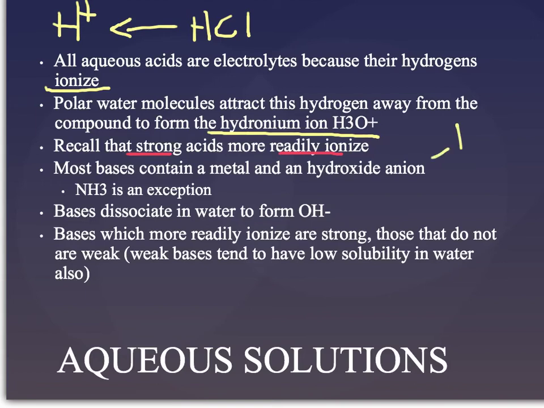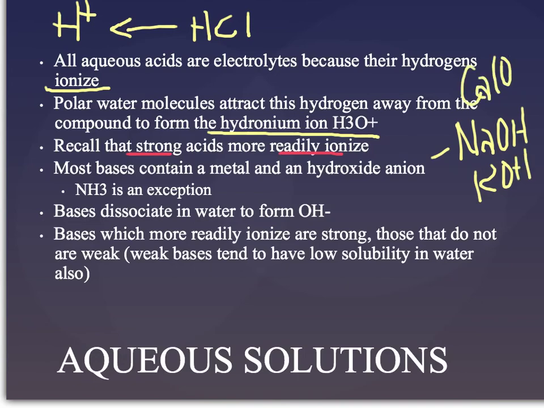Most bases have a format similar to this. So they have a metal and a hydroxide anion of some kind. There's one exception, and that is ammonia. When ammonia is added to water, it busts up the water and grabs one of the hydrogens away. And so you end up with a positive ammonium cation and a negative hydroxide ion. So that's why ammonia is actually a base, even though it doesn't look like the other bases look. It has a different formula.